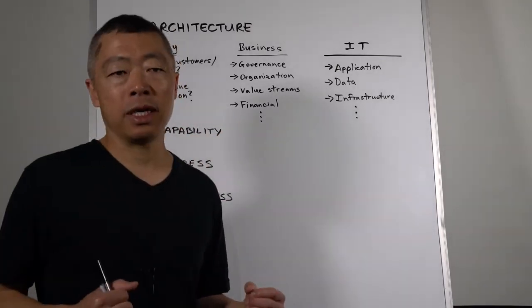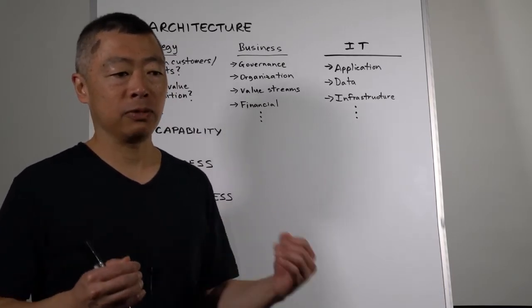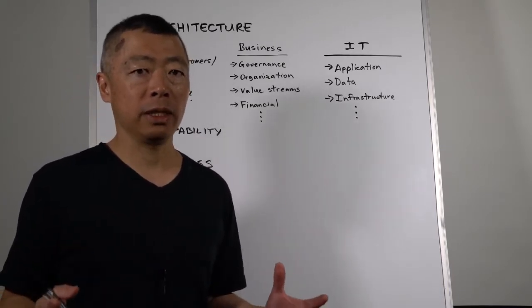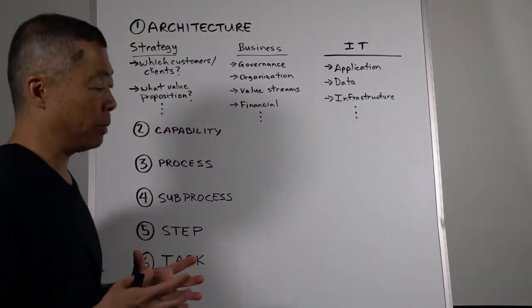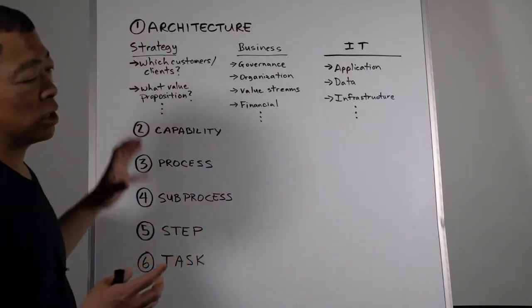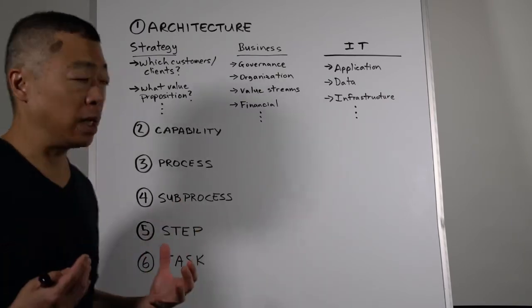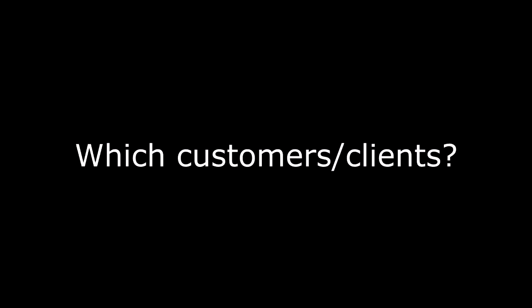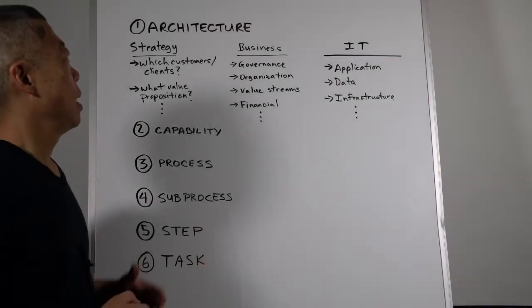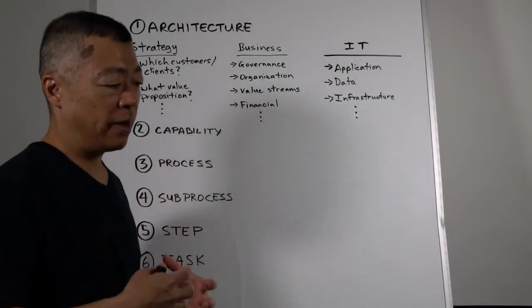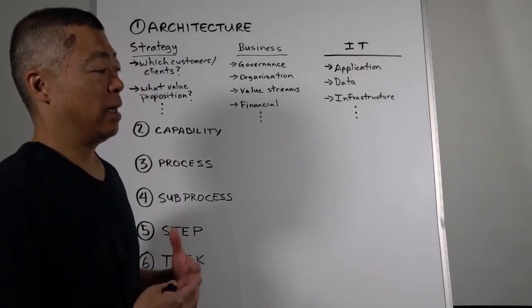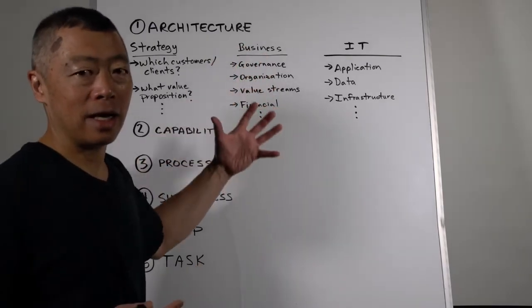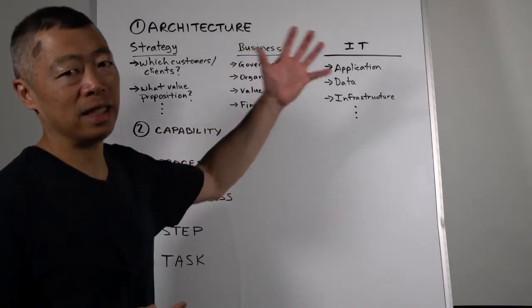I've used the term architecture because I feel it best represents the majority of what I read in the literature. Typically it consists of several elements. One is an articulation of the strategy of the organization, including which customers or clients we are going to focus on and the value proposition we're going to deliver to them. Then there's a set of elements, organized in different ways, but essentially boiling down to the non-IT aspects of the architecture and the IT aspects.